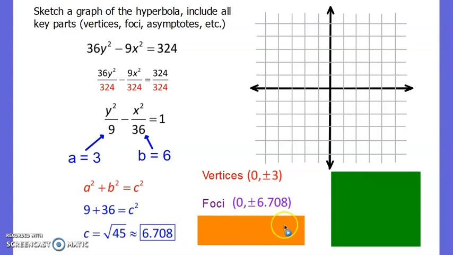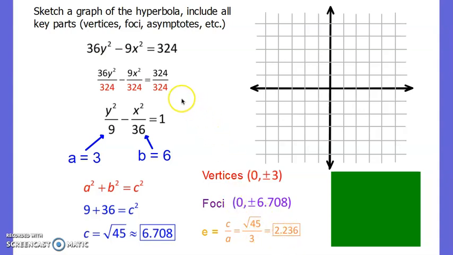If we really wanted to, we could find the eccentricity as well. It's not going to help us graph very much, but always a good thing to find. Again, still c over a. And you'll notice for a hyperbola, your eccentricity will always be greater than 1. For an ellipse, it was always between 0 and 1. For a hyperbola, it'll always be greater than 1.